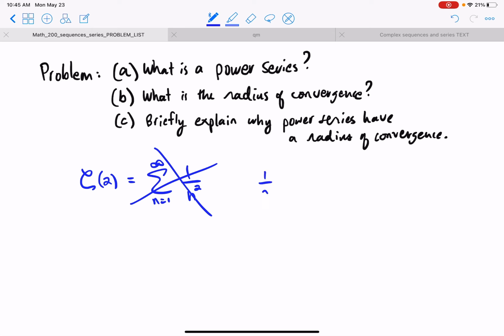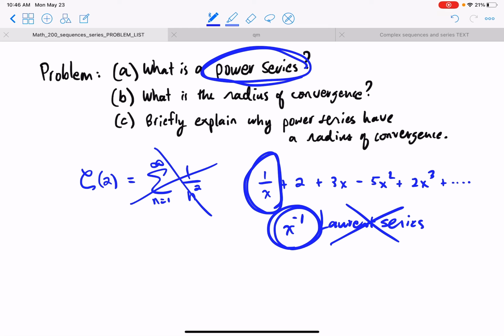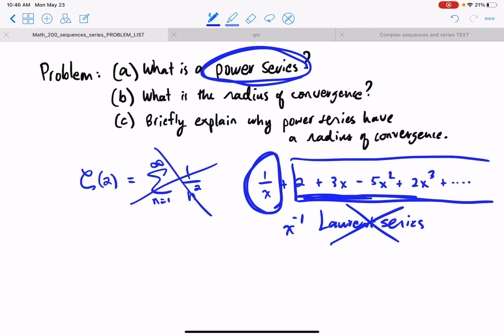1 over x plus 2 plus 3x minus 5x squared plus 2x to the third plus dot dot dot. Because of this, the power x to the minus 1. This is called a Laurent series, and we are scared of it. We don't learn those. So we only do power series. They cannot have negative exponents. They can only have things like this. This part is a power series. This makes it a Laurent series.